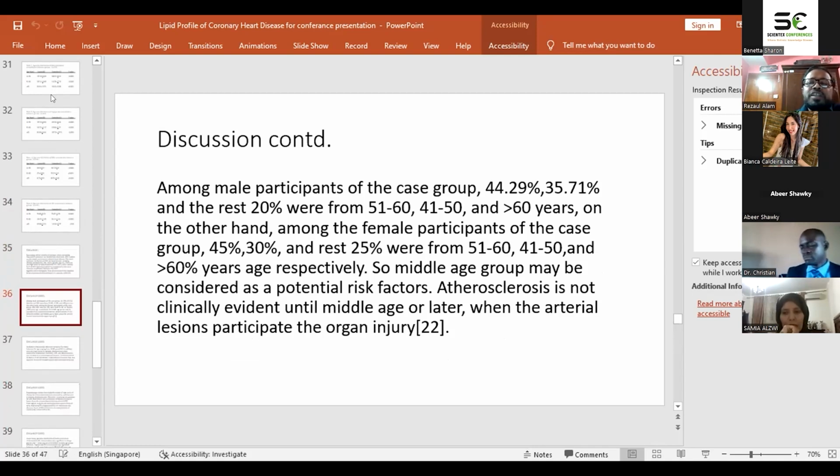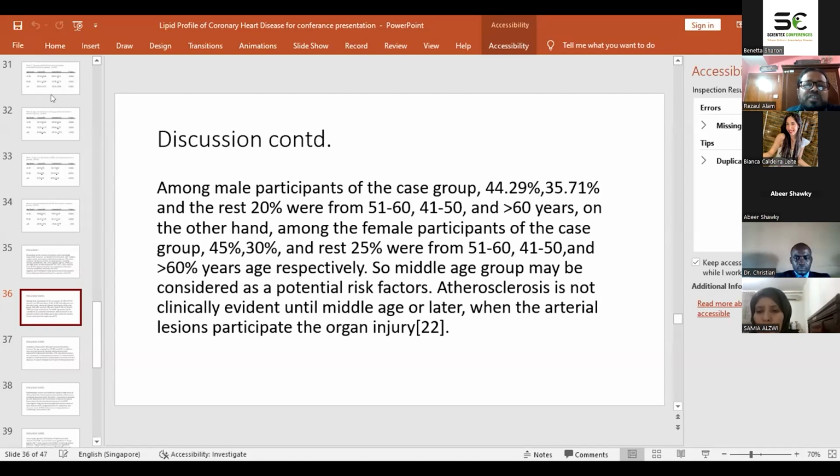Among male participants of the case group, 44.29%, 35.71%, and the rest 20% were from 51 to 60, 41 to 50, and more than 60 years. On the other hand, among the female participants of the case group, 45%, 30%, and the rest 25% were from the 51 to 60, 41 to 50, and more than 60 years groups, respectively. So the middle age group may be considered a potential risk factor for coronary heart disease.